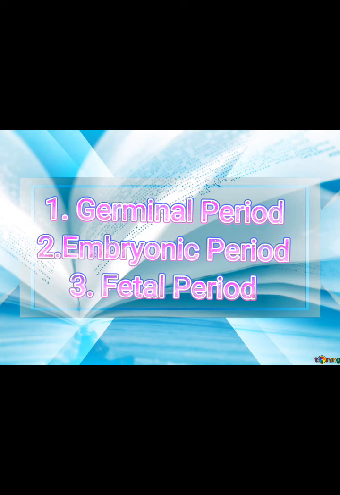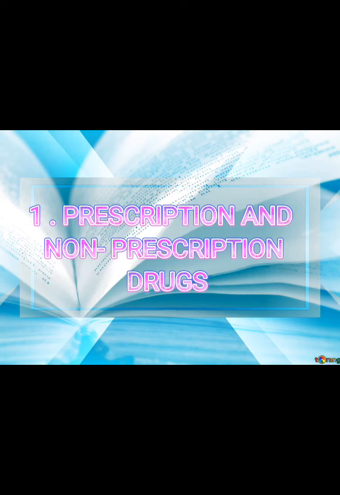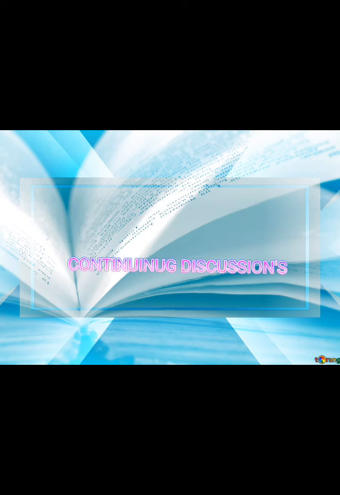Fetal period lasts from about 2 months after conception until 9 months when the infant is born. Dramatic course and organ systems mature to the point at which life can be sustained outside the womb. Teratology and hazards to prenatal development. Number 1 is prescription and non-prescription drugs. Letter A. Prescription drugs, thalidomide, and antibiotics can be harmful to the developing fetus.